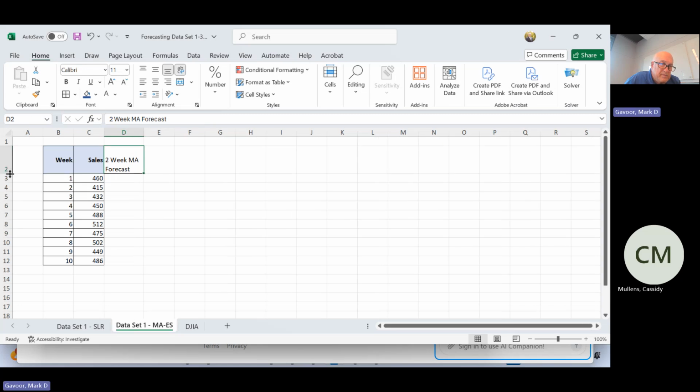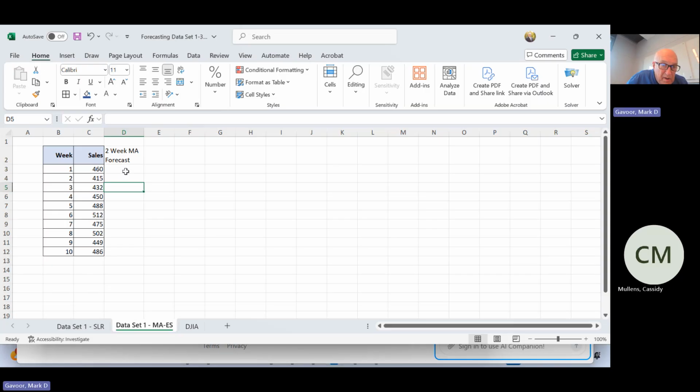Now to do a 2 month moving average, what do I have to do? I have to have 2 months of history to make the forecast for the next month. So can I make a forecast for week 1 using my historical data? Do I have week 0 and week -1? It's not there. I go down to week 2. Do I have 2 months, 2 weeks of history? I have to have week 1 and week 0. I don't have that. It's not till I get to week 3 that I can make my first forecast. Yes?